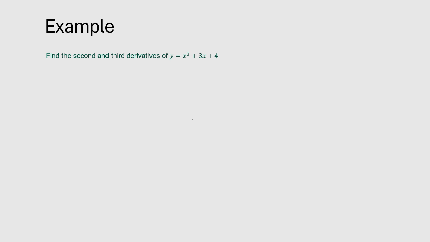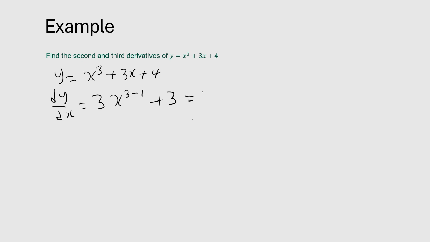Some example: find the second and third derivative of this. Our y is equal to x cubed plus 3x plus 4. Before we find the second and third derivatives, we have to find the first one. So dy over dx is, we differentiate x cube, so we have 3 here and x cube minus 1, plus 3x, so this is 3 and x power 1, so we'll just have the constant. 4 is a constant, so the derivative is 0, so we don't have to put it. So this is 3x squared plus 3. This is our first derivative.